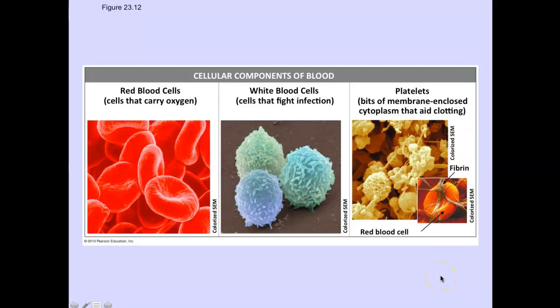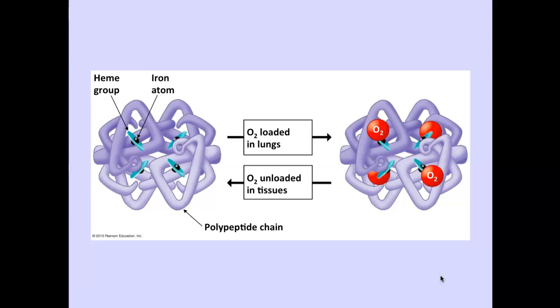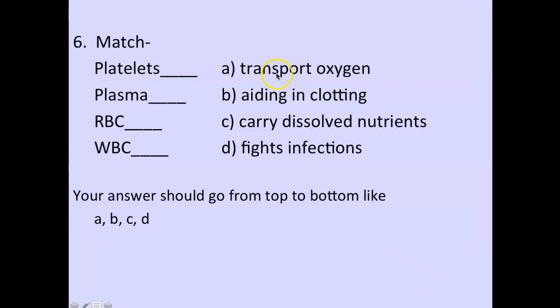That's hemophilia. I think we've covered everything here. For this matching, you can pause it here and come up with the answers. Platelets is going to be letter B. Plasma is going to be letter C. RBC, or red blood cells, will be letter A, and white blood cells, WBC, would be letter D. All right, so we're going to stop here.